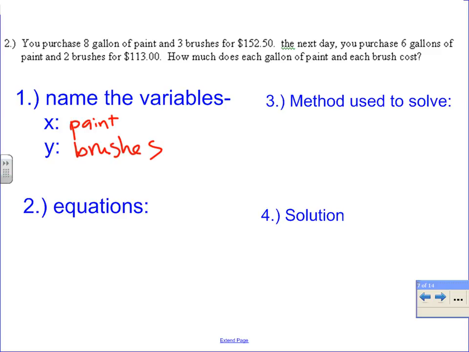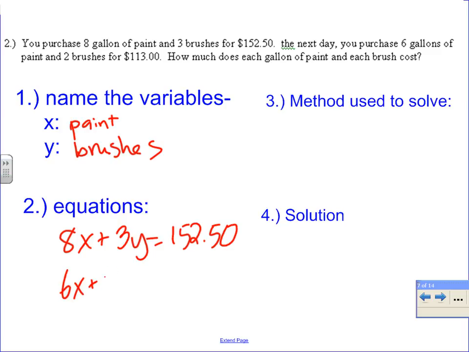Okay, we need 2 equations here. These equations are a little bit different than the first one because they give you a lot of information about each equation. So neither of them is going to just be X plus Y equals something. So what do you guys think one of the equations is? Well, what do you think? Good, good. 8x plus 3y equals 152.50. And Matt, what's the second one? Good. 6x plus 2y equals 113.